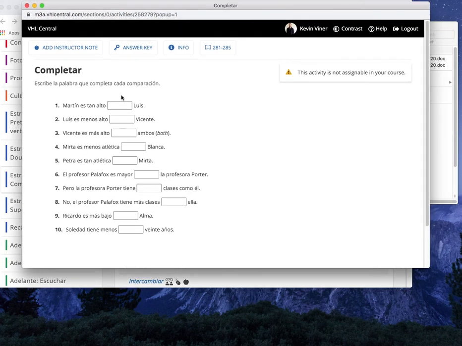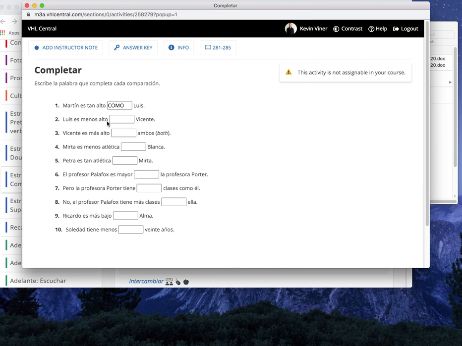All right, so this one we have to plug in the comparative word. So escribe la palabra que completa cada oración. Same drill. Here we go. Martín es tan alto blank Luis. Pause. Think about it. And we're back. Tan alto como Luis. Okay? Across the board.